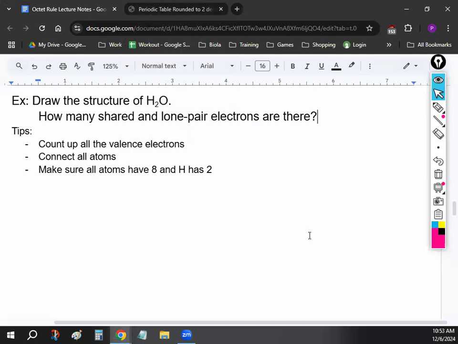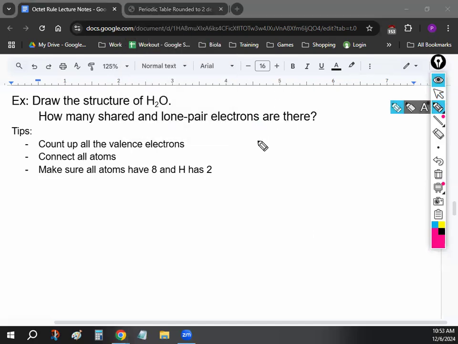So first thing we're going to do is start by counting the valence electrons. I want you guys to take about a minute to count how many valence electrons we have to work with in H2O. Look at your periodic tables, and then you can check with the person next to you. How many electrons can we draw in this molecule?